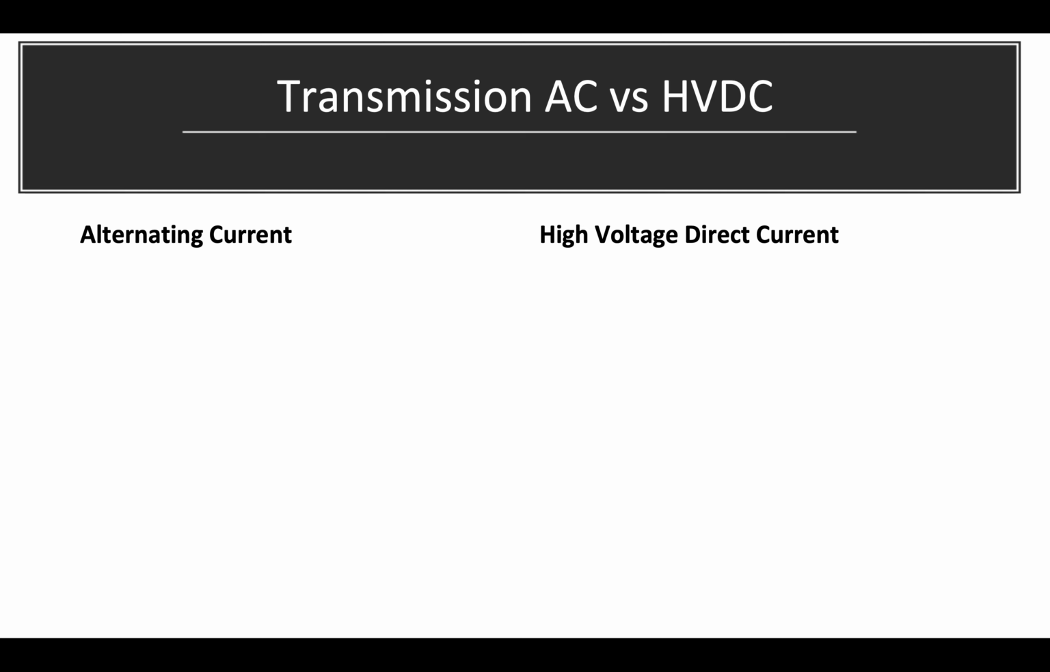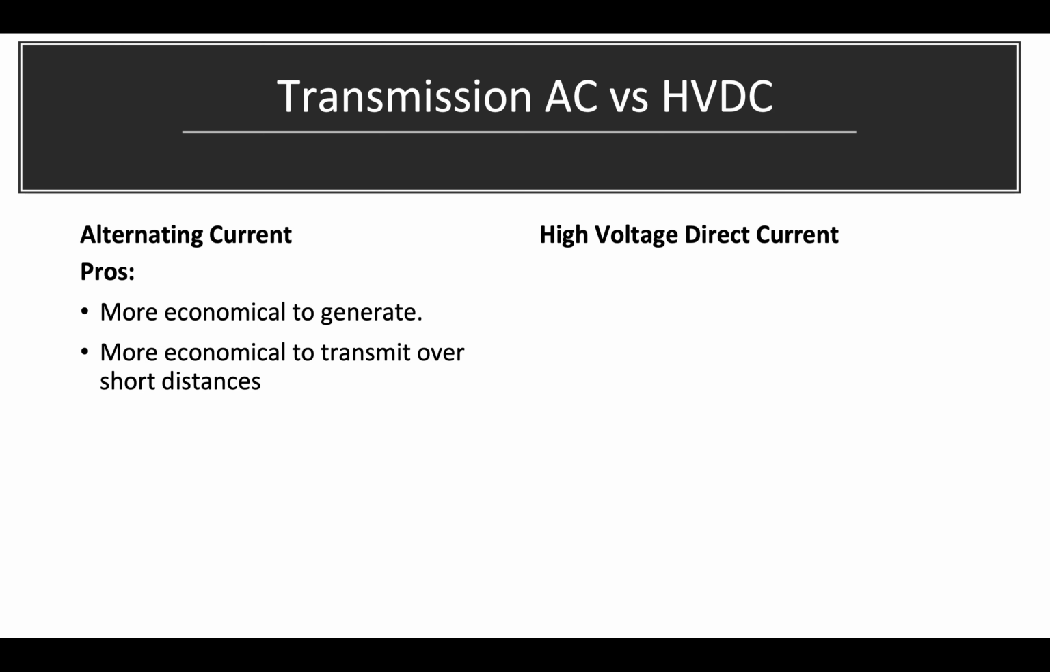So now let's talk a little bit about the differences between alternating current and high voltage direct current. Typical utility scale power plants, right? So these large power plants that are generating electricity will produce alternating current, and most electrical loads run on AC power. Thus, the majority of transmission lines, not just in North America but around the world, are of alternating current. There are many positives to using alternating current, the primary benefits being that AC power is more economical to generate. It's more economical to transmit over short distances.